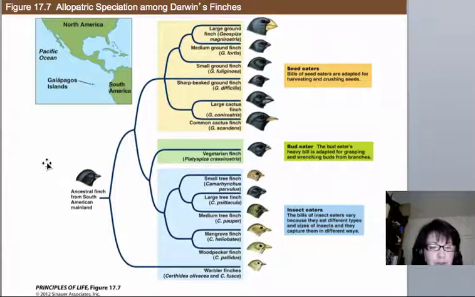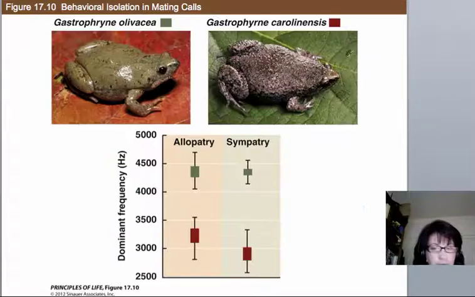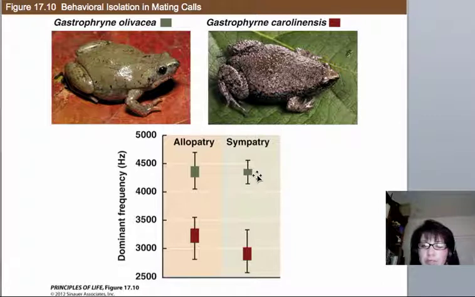Sympatric speciation. Jump ahead to this picture here. Sympatric speciation is when things become different species or get isolated, but they're still in the same area. And an example of how that might happen is here with these frogs. They have behavioral isolation even though they're in the same area because they respond to different calls. The frequency is different in the calls, and you notice a greater variation in the call patterns of those green guys and the red guys when they're in the same area.